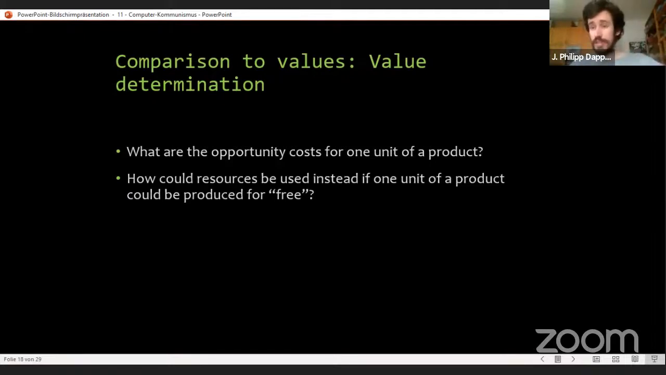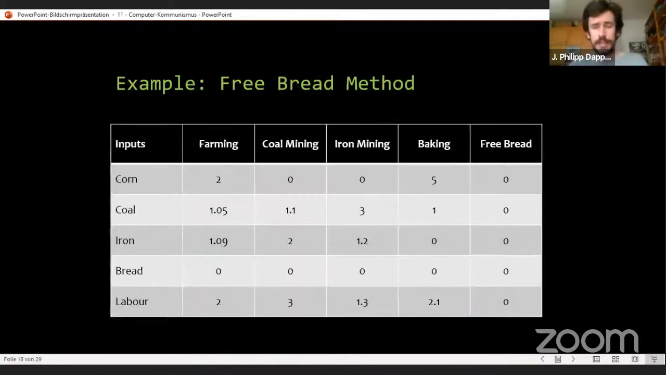That would free up certain resources which are no longer required for making this laptop, which could then be used for something else. And I asked myself, what else could be produced with this? And the way that you then derive actual measurable values from this is, you really assume that 1 unit of a product is produced for free. So here you have the free bread method. And this is the input table again, which shows you for all the methods what inputs they require. And the free bread method produces 1 unit of bread.